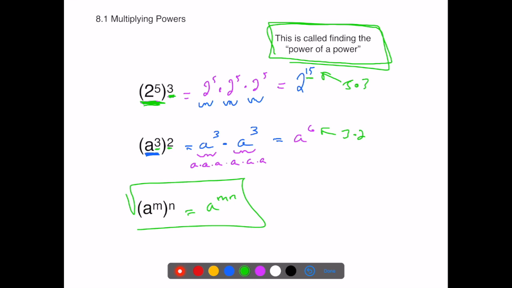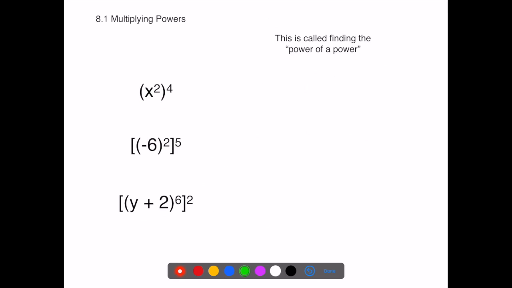So again, if you prefer rules, you can remember that if you take a power and raise it to a power, then you multiply those powers together. So m times n is mn. However, if you remember what exponents are, you don't need to memorize any rules. So here are just a couple more examples of finding the power of a power.